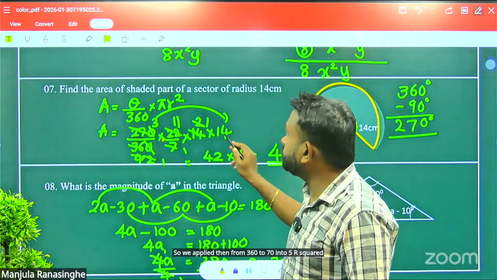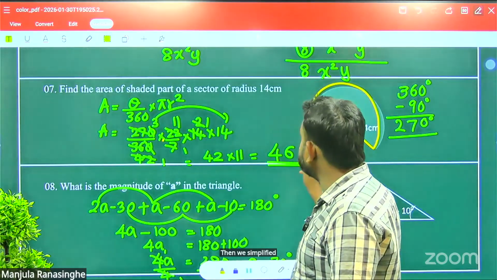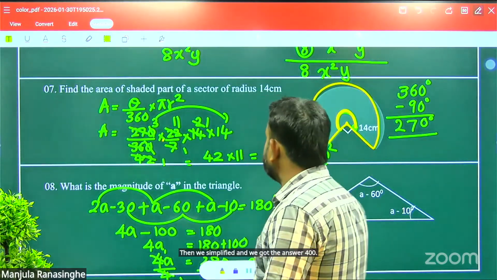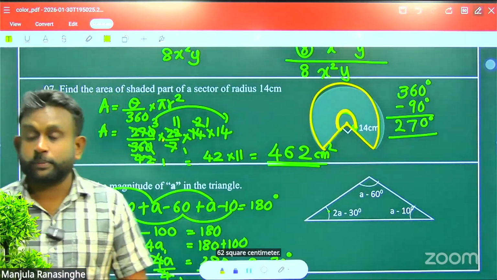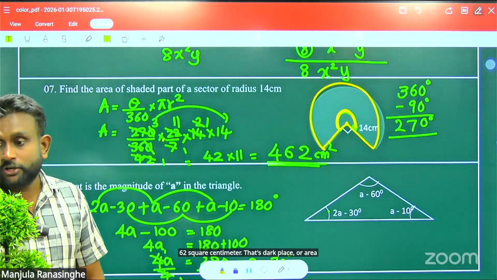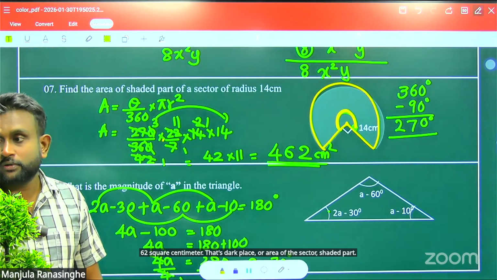r is 14, 14 into 14. Then we simplify and we got the answer 462 square centimeter. That's the area of the sector, the shaded part. Okay.